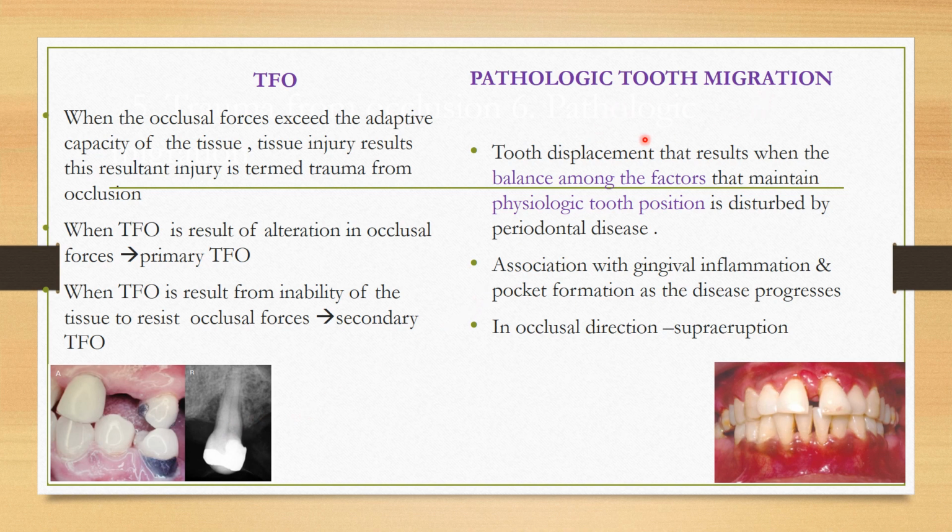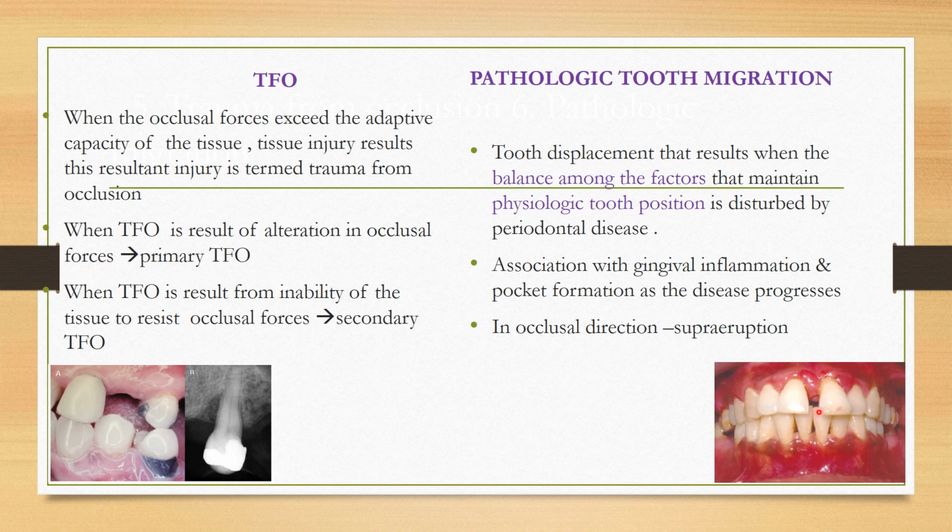So what is pathologic tooth migration? Any tooth displacement that results when balance among the factors that maintain the physiologic tooth position is disturbed by periodontal disease. So if they cannot withstand the normal occlusal forces, they will get migrated. Any pathologic condition which leads to this movement is called pathologic tooth migration, which is always associated with gingival inflammation and pocket formation as the disease progresses.